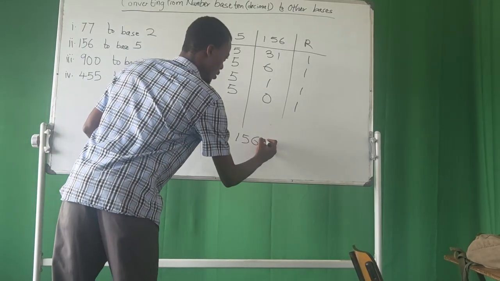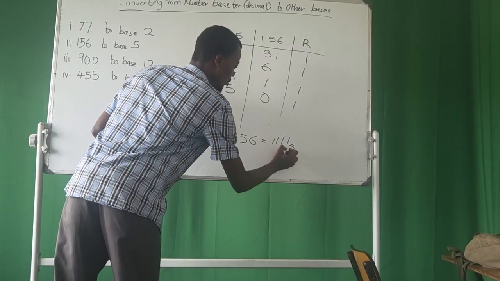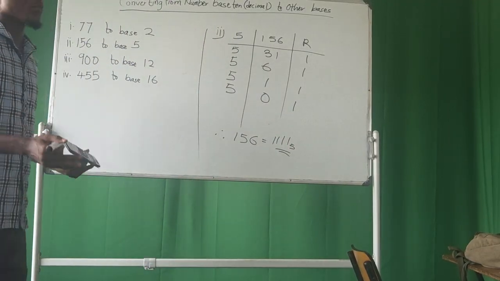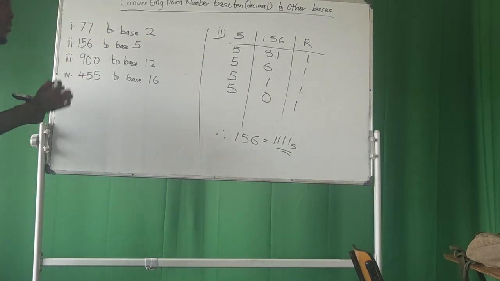156 into base 5 is 1111 to the base of 5. You see how easy it is converting from decimal, or number base 10, to another base. Okay, so that's it.